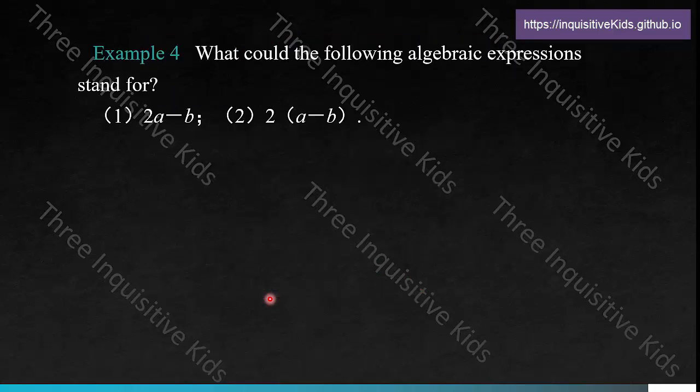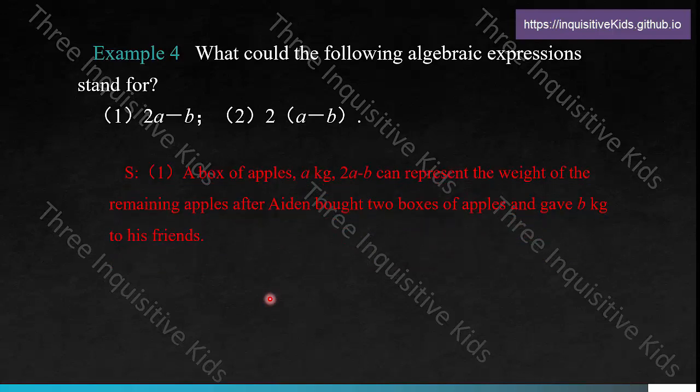Example 4. What could the following algebraic expressions stand for? 1. 2a minus b, and 2. 2 times the difference of a and b. The first one could be a box of apples weighing a kilograms, and 2a minus b can represent the weight of the remaining apples after Aiden bought 2 boxes of apples and gave b kilograms to his friend.